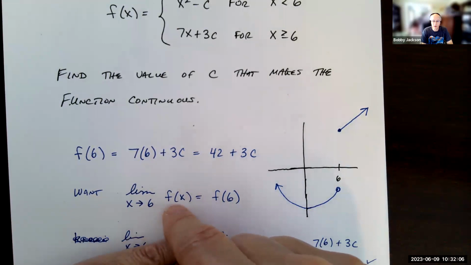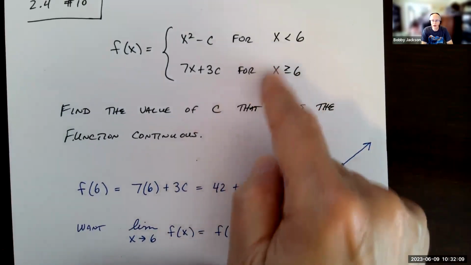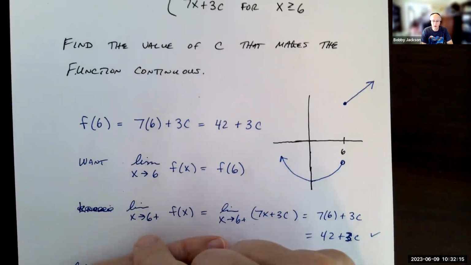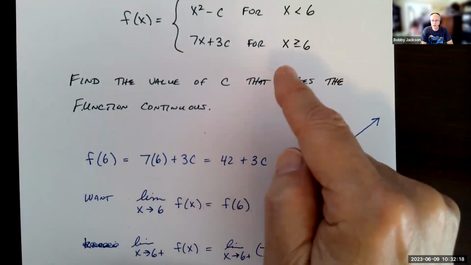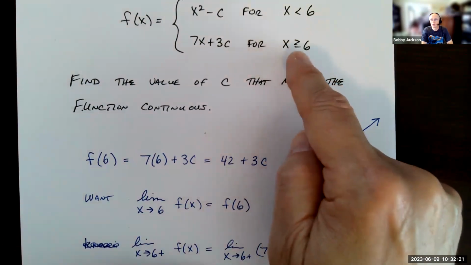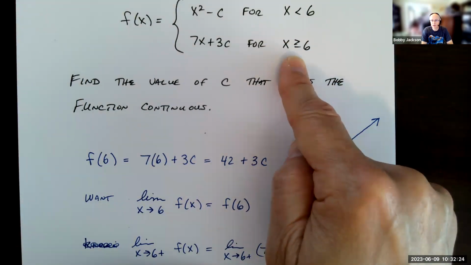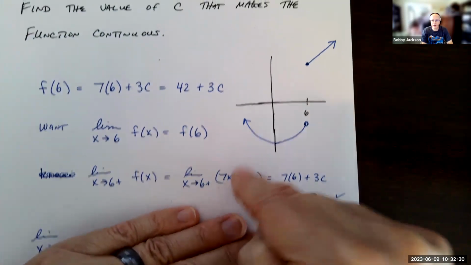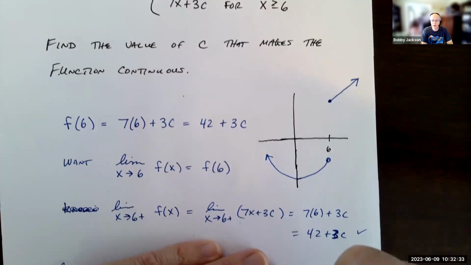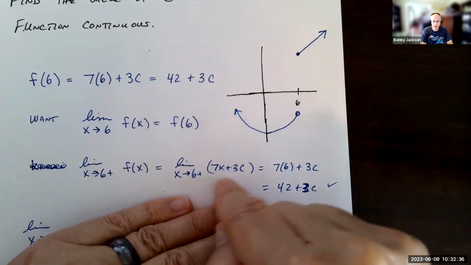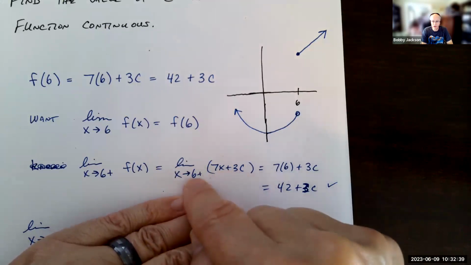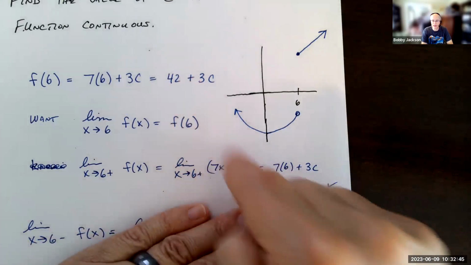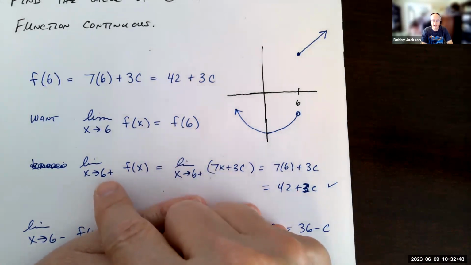So what is the limit as x approaches 6? Well, let's look at the limit from the left and right, since we've got expressions below from the left and above from the right of 6. So what's the limit as we approach 6 from the positive side, from the right? If we approach 6 from the positive side, we're plugging in values greater than or equal to 6, right? So the limit as x approaches 6 from the positive side would be the limit as x approaches 6 of 7x plus 3c. And I can find this limit by plugging in directly, because this is, as I said, a linear function, continuous. Plug it in, I get 42 plus 3c. Well, that's good, because that's equal to the value of the function at 6. But this is just the limit from the right.